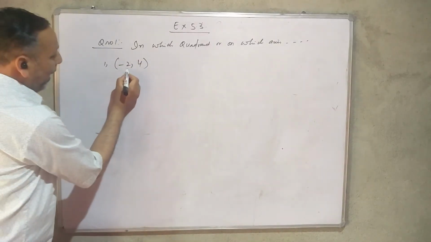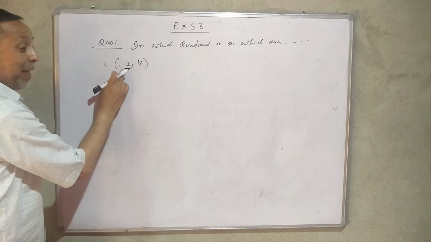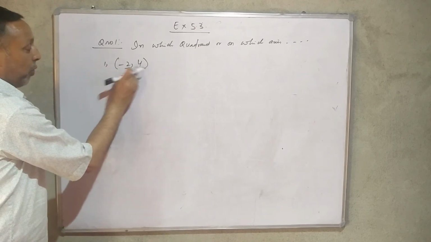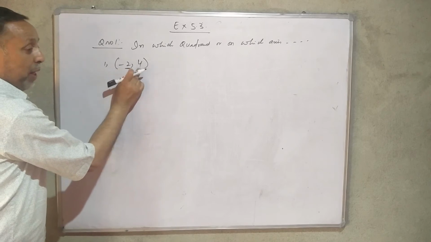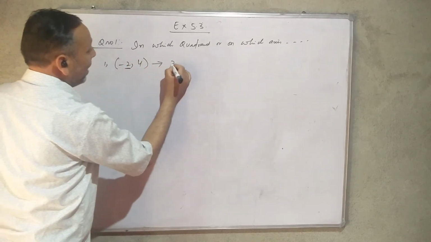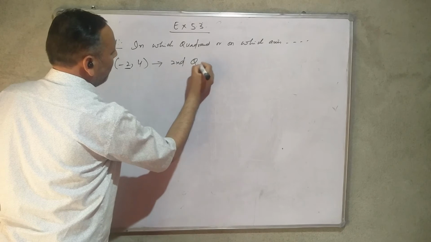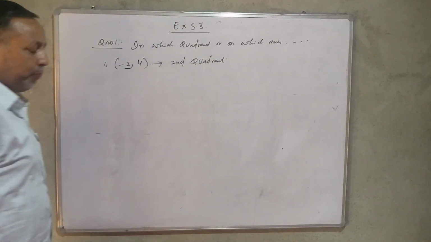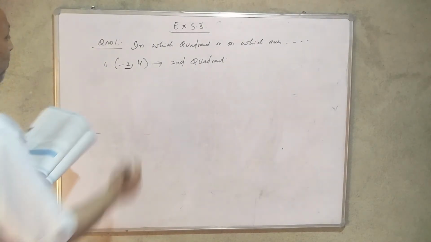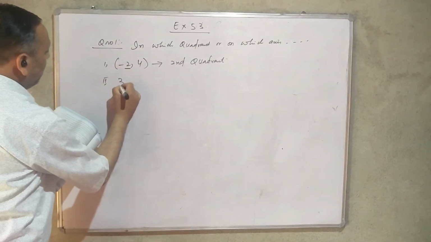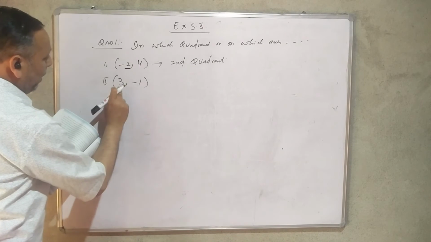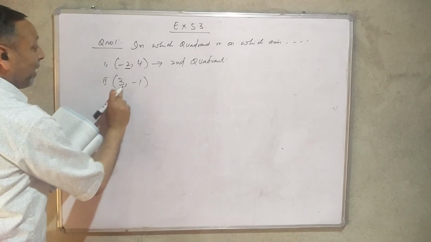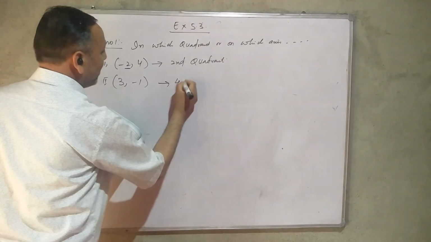Clearly, here the abscissa is -2 and the y coordinate is 4. X is negative and y is positive. It lies in the second quadrant. Then 3, minus 1. Here x is positive, y is negative. It lies in the fourth quadrant.